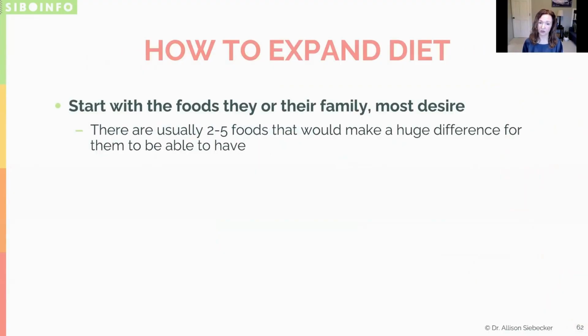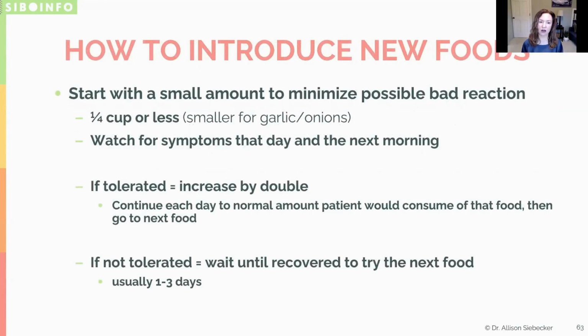I like to start with the foods that they or their family most desire, because usually there's anywhere from 2 to 5 foods that would just make a huge difference for them to be able to have. And so it's like, what is it that would make your whole life better if you could have it, like you could all eat the same thing at the same table or whatever. And we just begin by testing that food. Can they have that food? So this is how I recommend doing that.